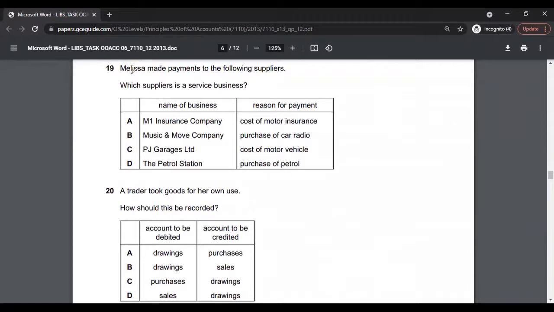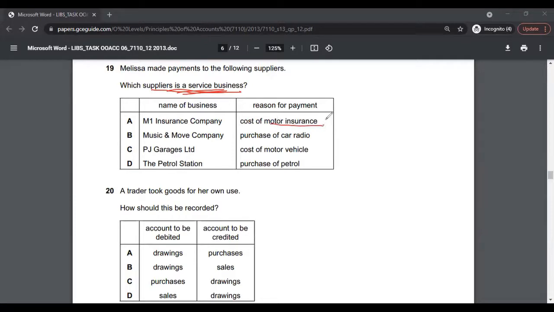Multiple choice 19. Melissa made payments to the following suppliers. Which supplier is a service business? So we have to identify which supplier is a service business. Let's look at the reason of the payment.